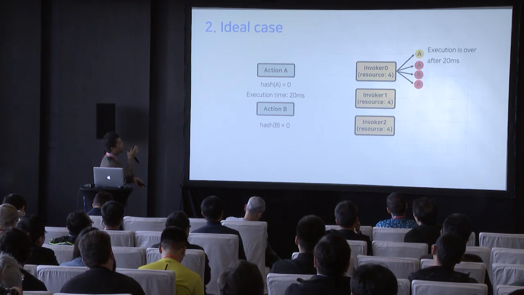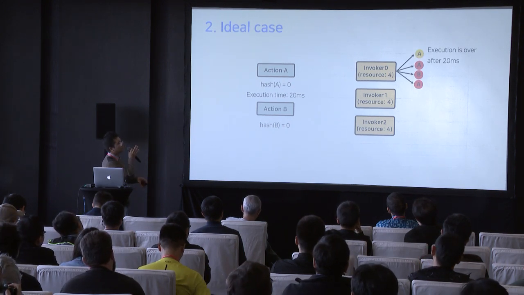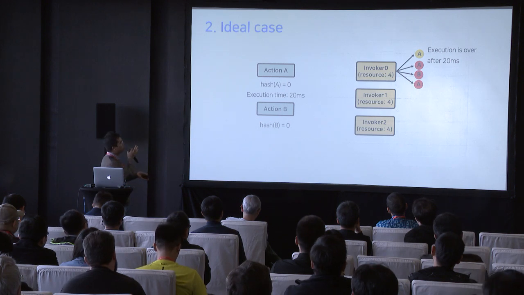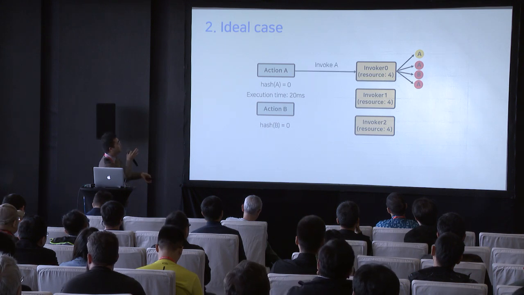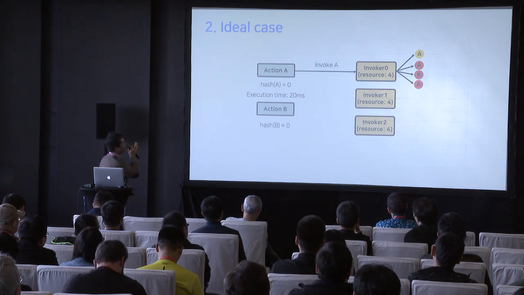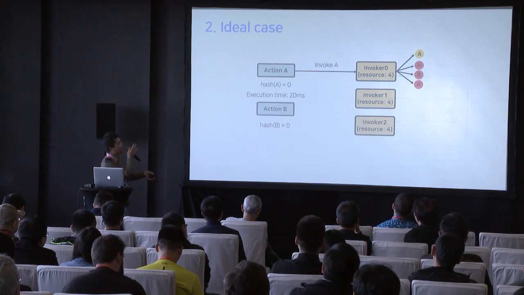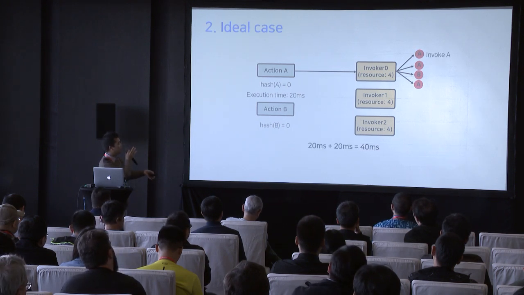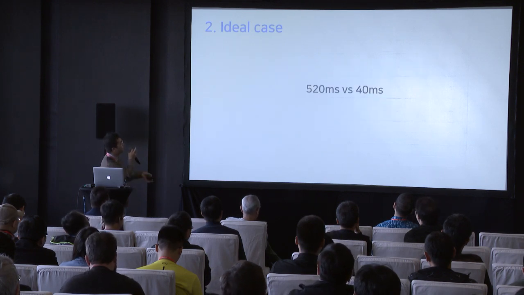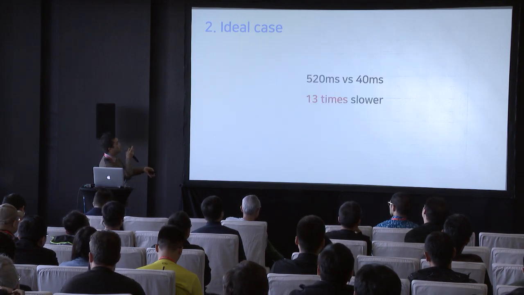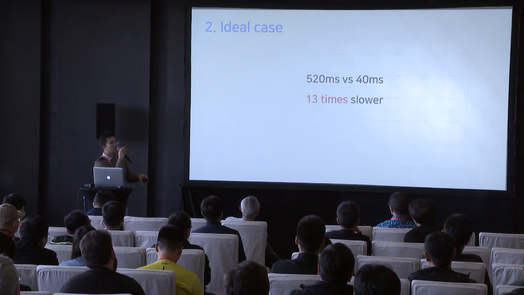In this case, we will wait for one of the busy containers on the home invoker to become warm. It will be 20 milliseconds later. And then we send that request to the home invoker. And this is a warm start, and it only takes 40 milliseconds. So it's about 13 times faster than scheduling it immediately to an idle invoker.